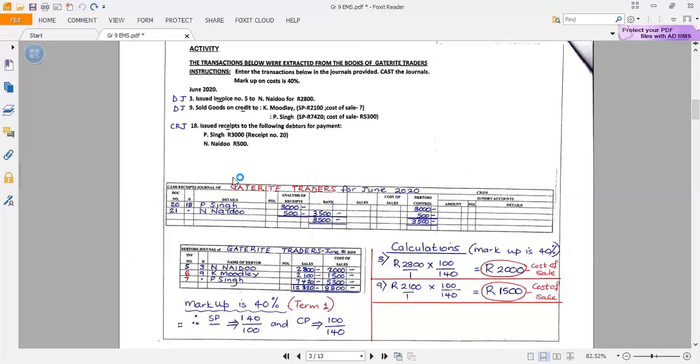No. Why? There is another transaction on the same day, on the 18th. So I go back to my CRJ. They say issued receipt also to N. Naidu for 500. So what will my next document number be? 21. It is not provided to you. You need to know that the next document number follows. So we put a dot for 18. Then we have N. Naidu. We go straight to debtors control column. We received an amount of 500 Rand from N. Naidu. We record it under debtors control column.